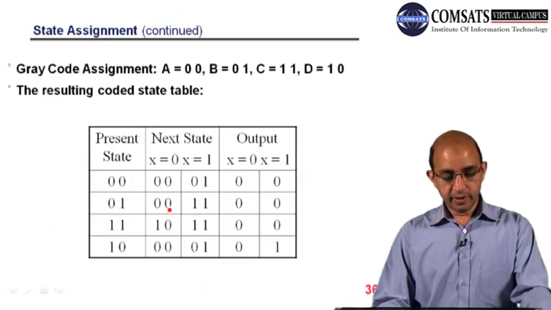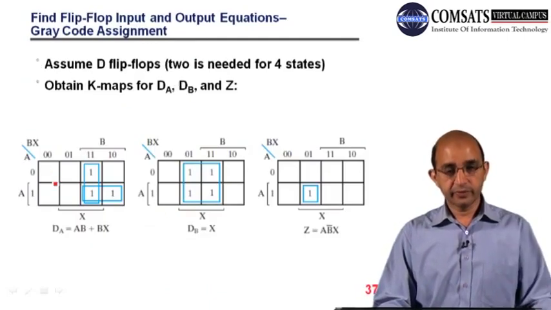This state table, right? So you can draw the K-map. After drawing the K-map, we will be looking for the combinations or groups. So here we are looking for pairs. This is one pair, and this is the second pair. As a result of this pair, you can see that we have BX.